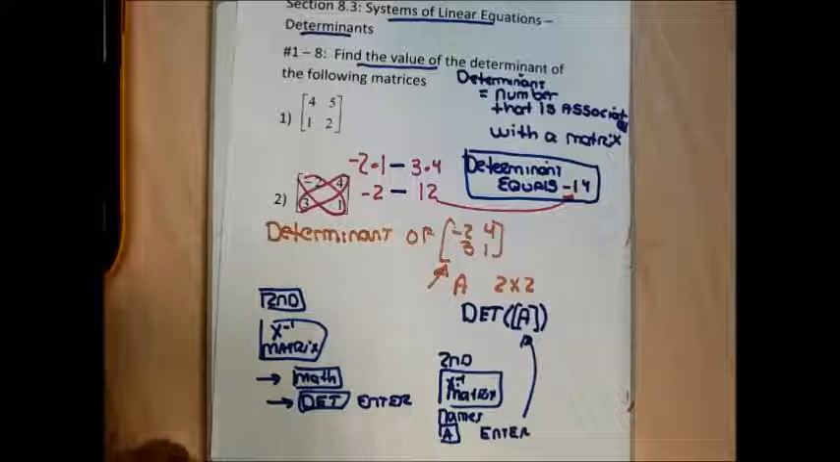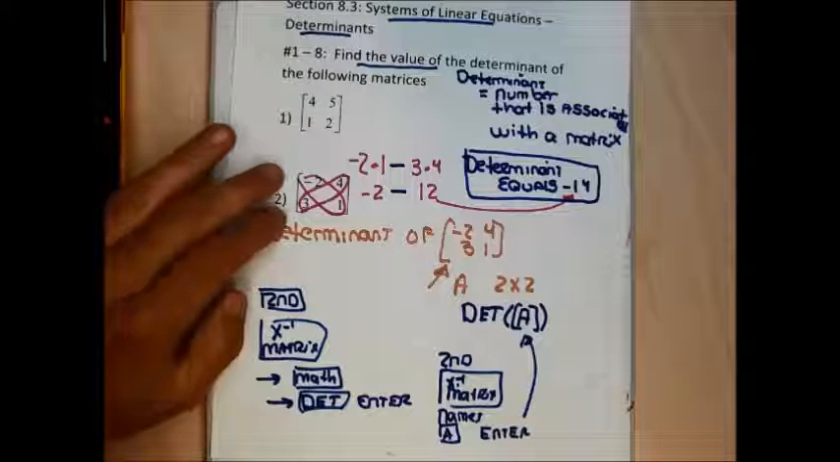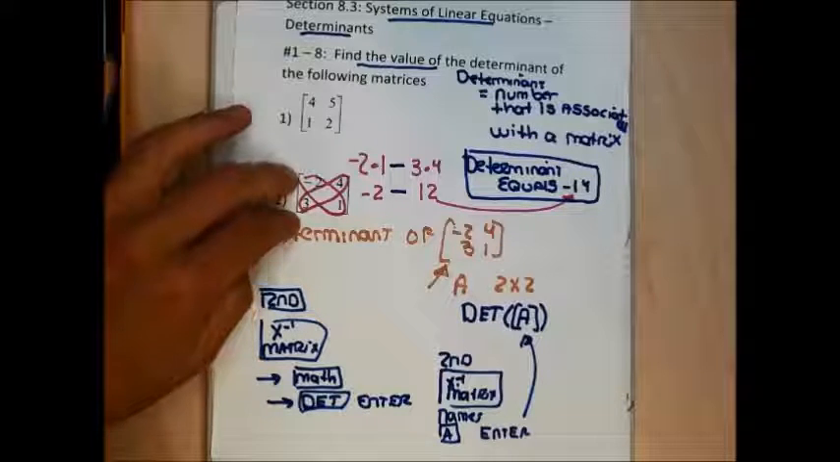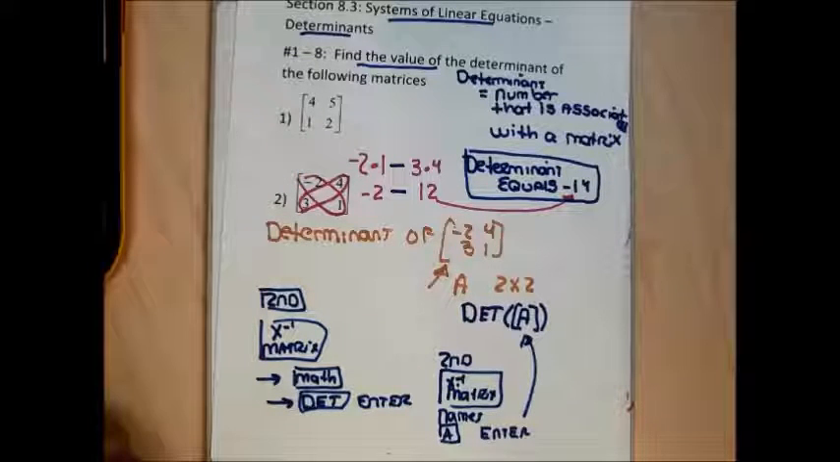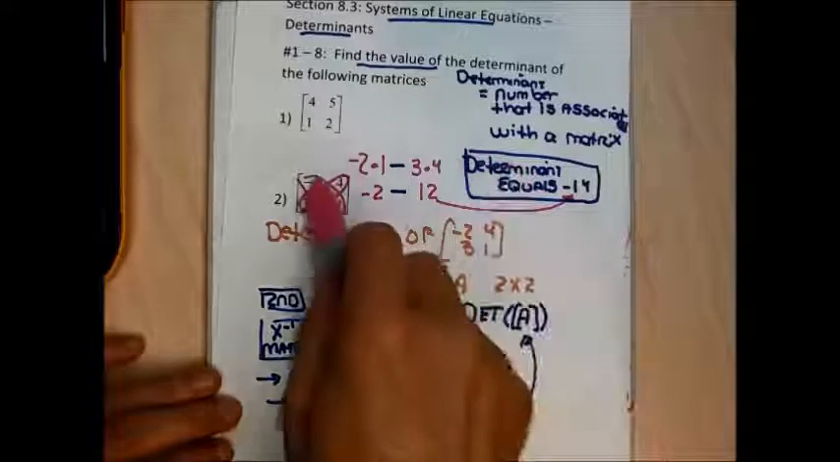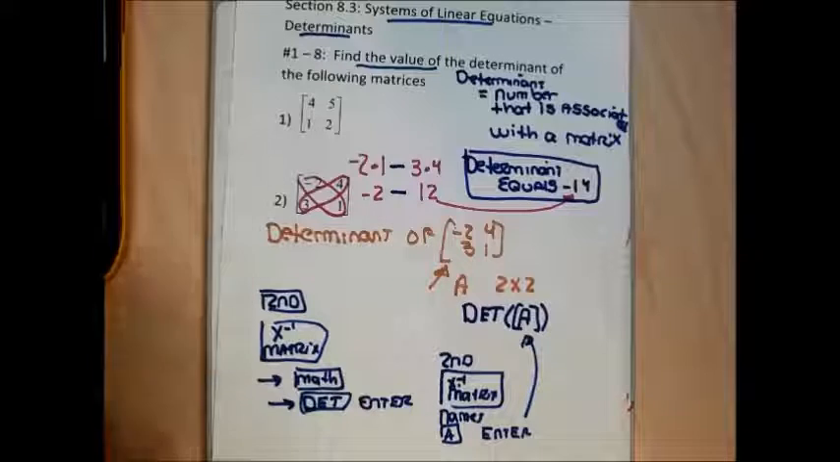It turns out that the only matrices that have determinants are called square matrices, when the number of rows equals the number of columns. If we had a 2 by 3 matrix up here with 2 rows and 3 columns, you can't find a determinant. Determinants only work for matrices that have the same number of rows as columns. So you should be able to do number 1. Whether you use your calculator or you do it by hand, in this section I don't care.